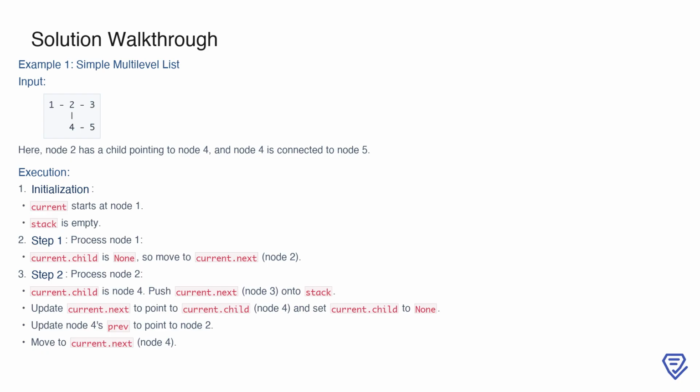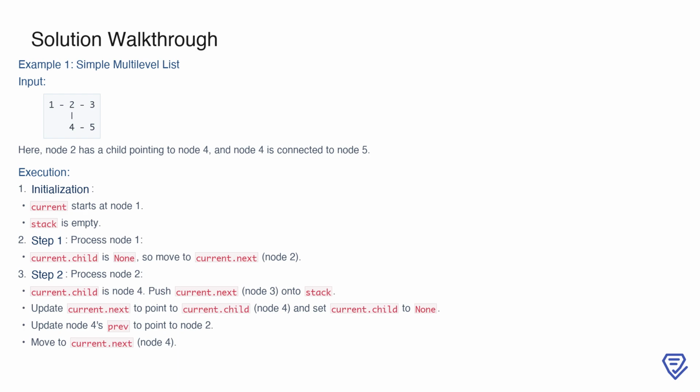In this example, we start with a simple multilevel doubly linked list where node 2 has a child pointing to node 4, and node 4 is connected to node 5. The algorithm begins by initializing the current pointer at node 1 and an empty stack. Processing starts at node 1, where we see that current.child is none, so we simply move to the next node, which is node 2. Now at node 2, we observe that current.child points to node 4.